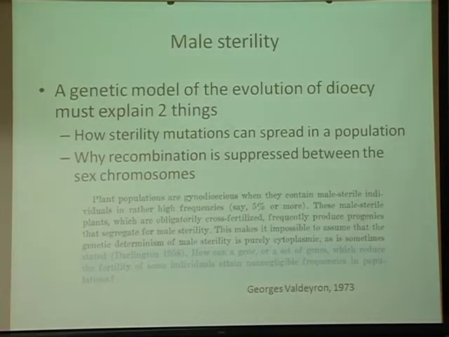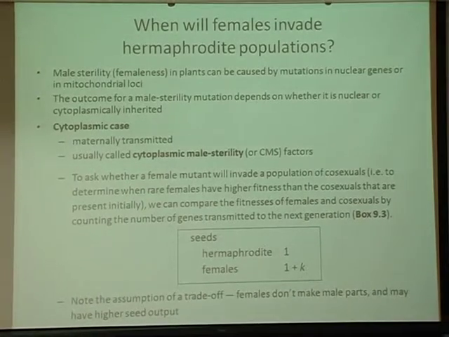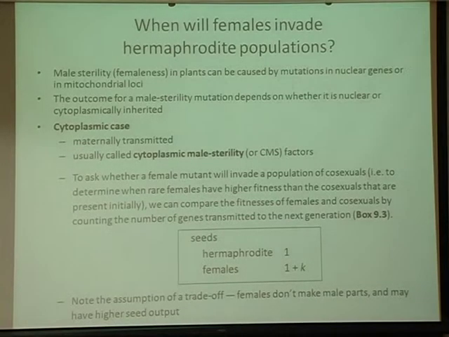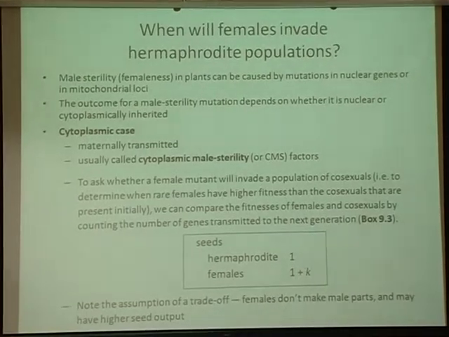How can sterility mutations spread? I'm going to start with how females will invade hermaphrodite populations, and in the problem class we'll consider males, but I'll mention this pathway, males invading co-sexual populations too. Now, we have to think of the genetics. What might be the genetics of these mutations?